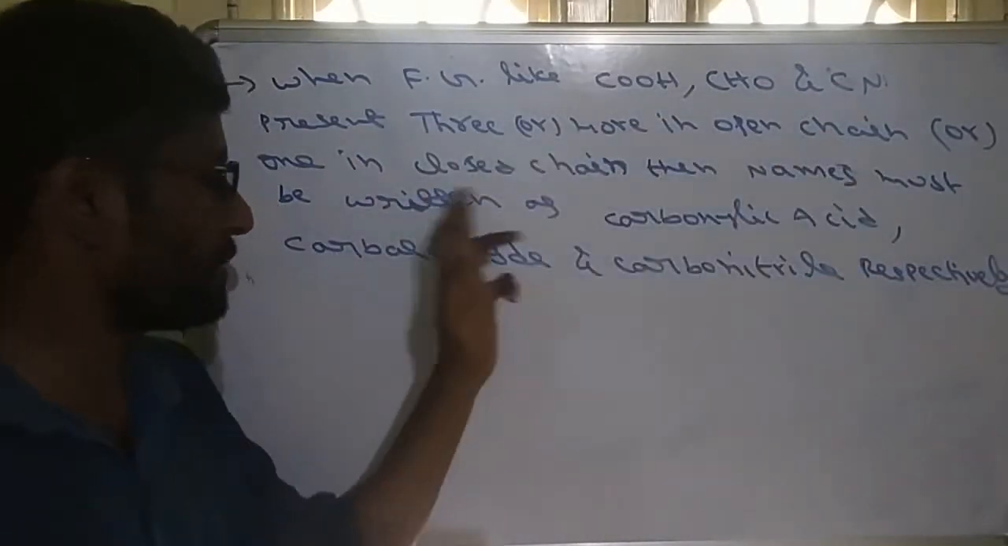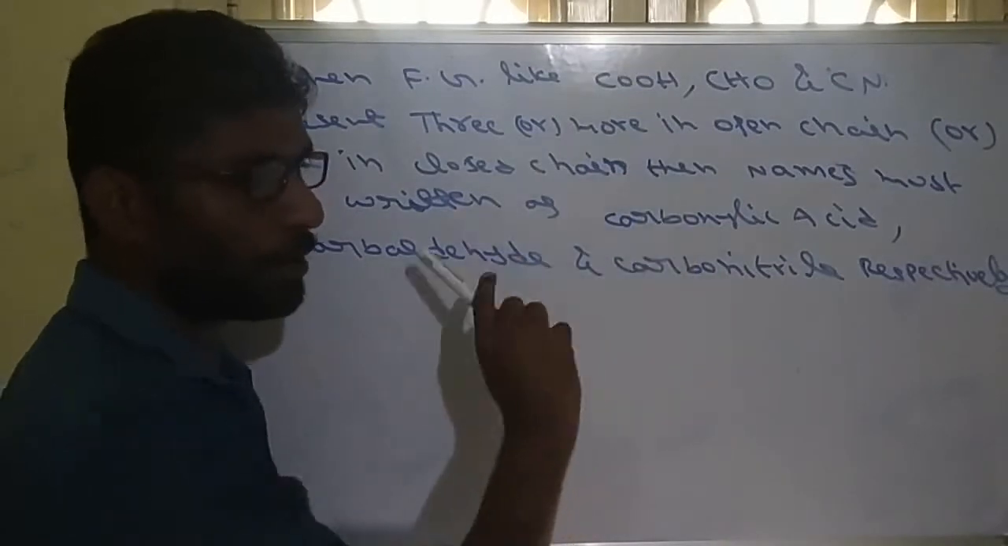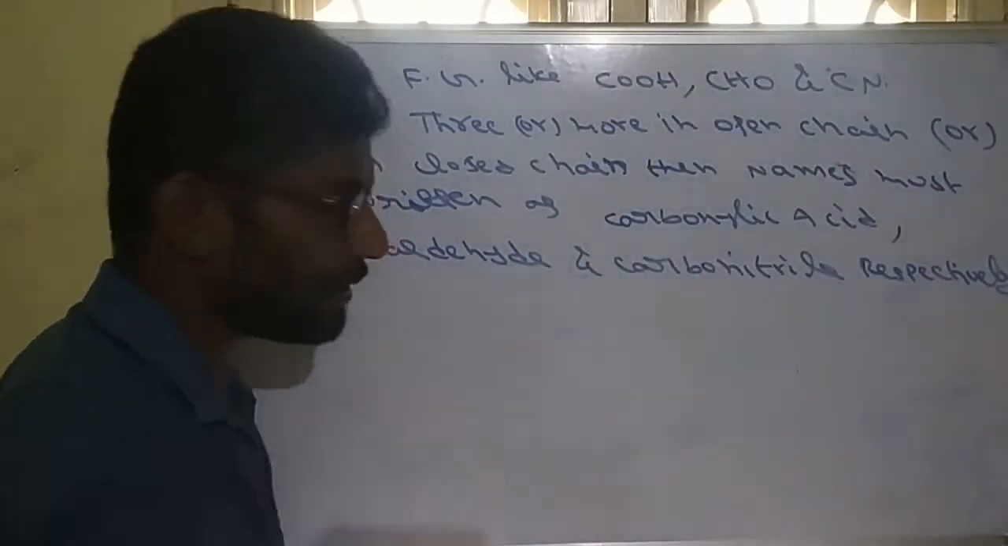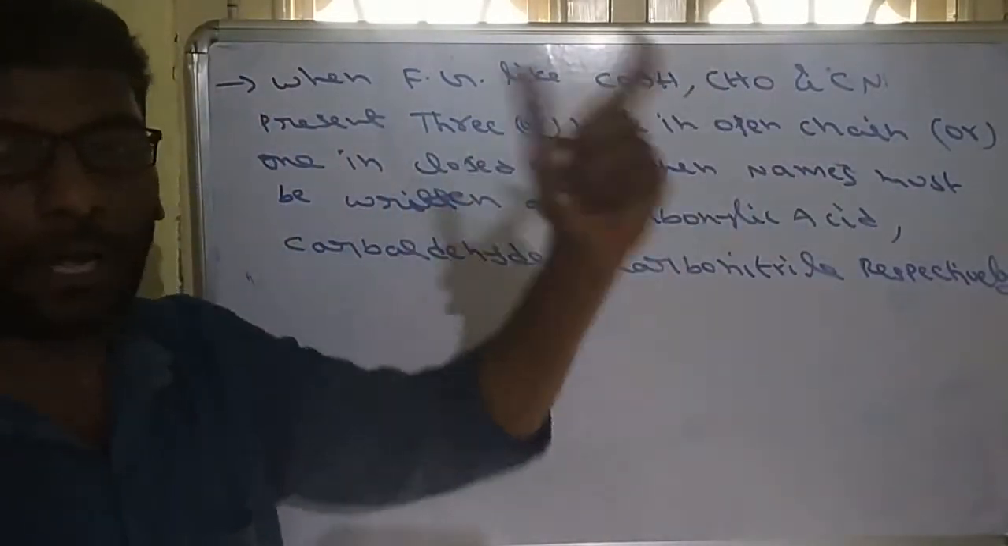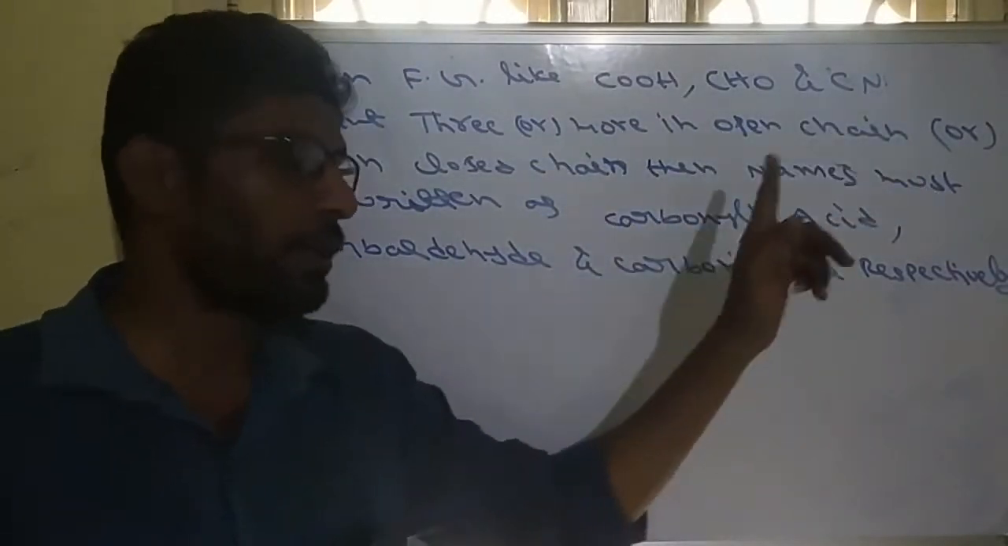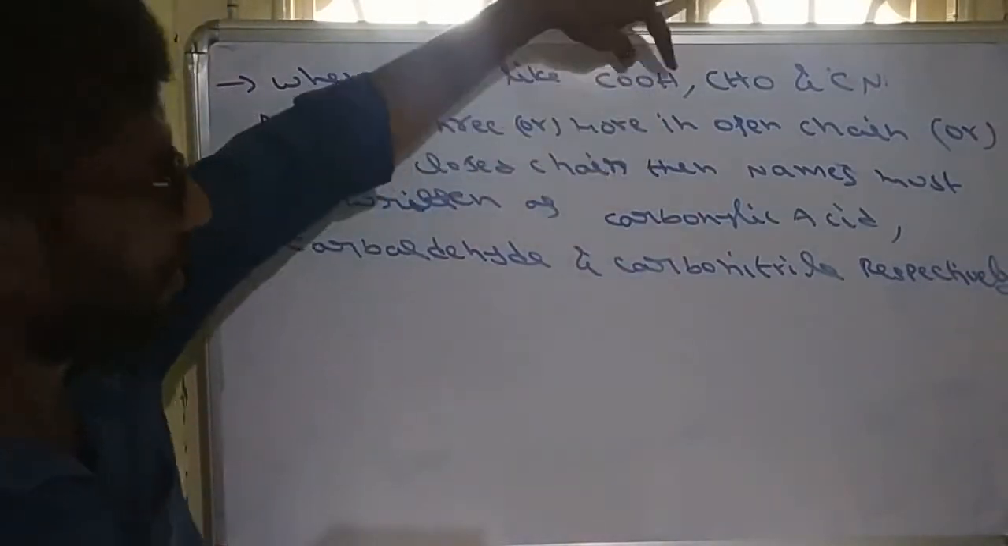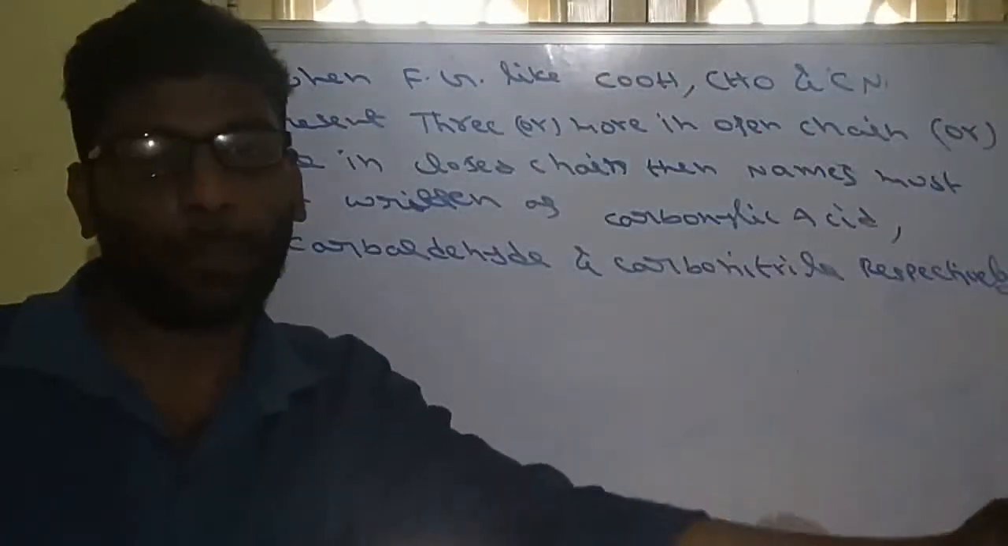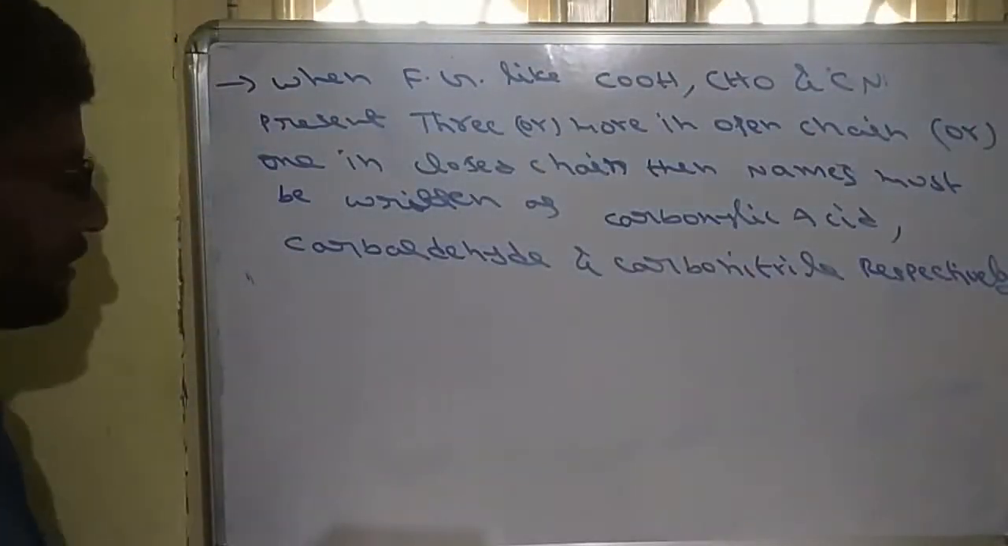Then the names must be written as follows: COOH is not named oic acid, it should be carboxylic acid. CHO is not named al, it should be carbaldehyde. CN is not named nitrile, it should be carbonitrile. This applies when these are present in three or more in an open chain, or one in a closed chain. See the example.